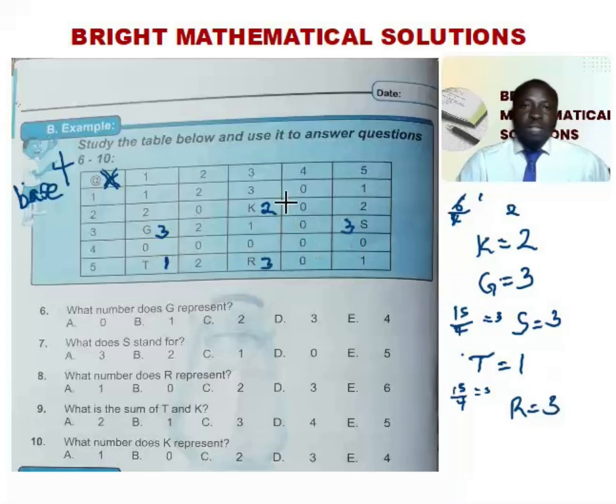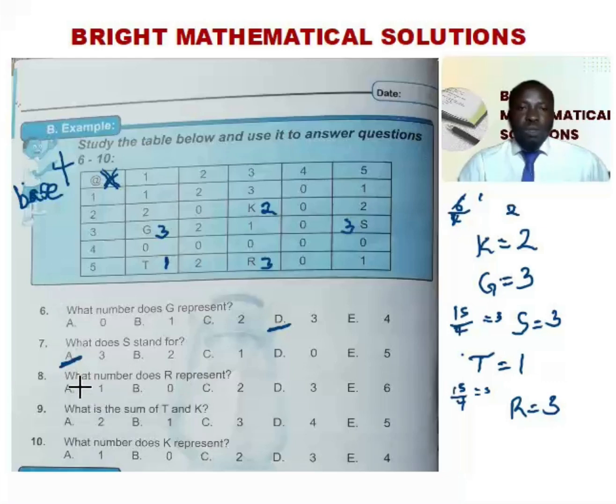Now that we have found the missing numbers within the table, let us go to our questions. What number does G represent? Our G is 3, so our answer here is D. What does S stand for? S is 3, so our answer here is A.